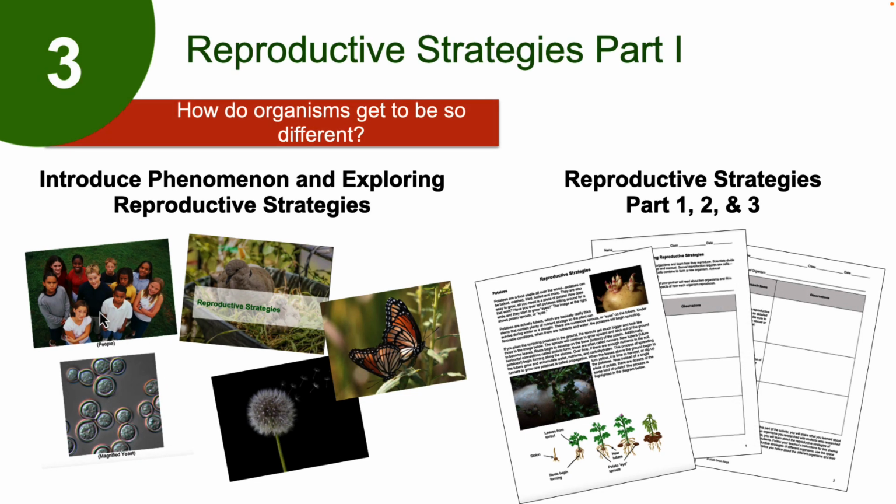In Lesson 3, students view the phenomenon image and wonder, how do organisms get to be so different? A brief presentation contains images showing a broad range of how organisms reproduce. And then students become experts on two particular organisms, one that reproduces sexually and one that reproduces asexually. Students then group up with experts on other organisms to share out in a jigsaw and complete Part 2 of the worksheet. Use Part 3 to scaffold a whole class discussion. We'll continue Part 3 next time.